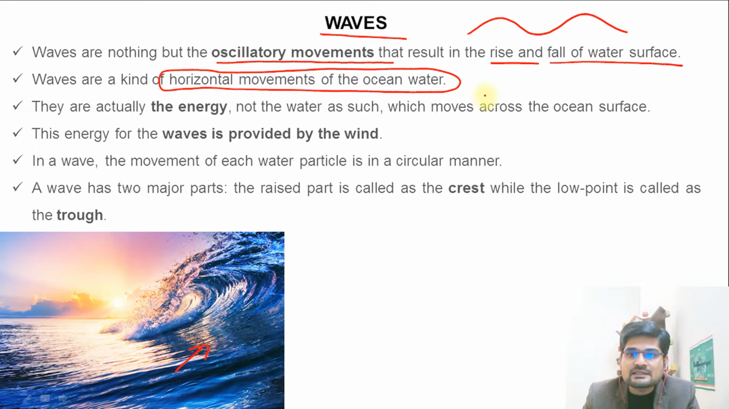Many people think that because there is this crest and trough, it is not just horizontal but it is vertical. But remember, the propagation line is horizontal. That's why it is a horizontal movement of ocean water.